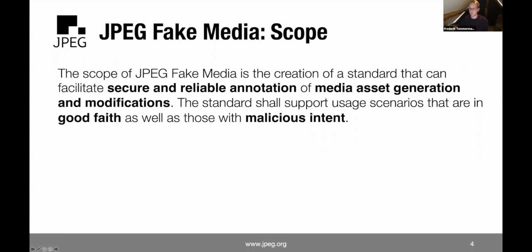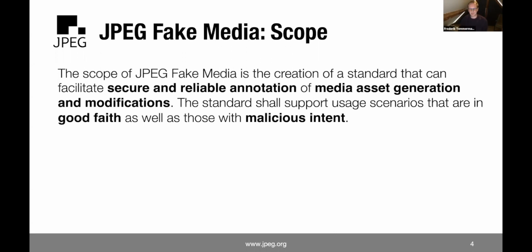So first of all, the scope of the initiative. The scope of JPEG Fake Media is the creation of a standard that can facilitate secure and reliable annotation of media asset generation and modifications. And the standard also supports usage scenarios that are in good faith as well as those with malicious intent. So that's the scope as we have defined it in our white paper that you can also find on the website.